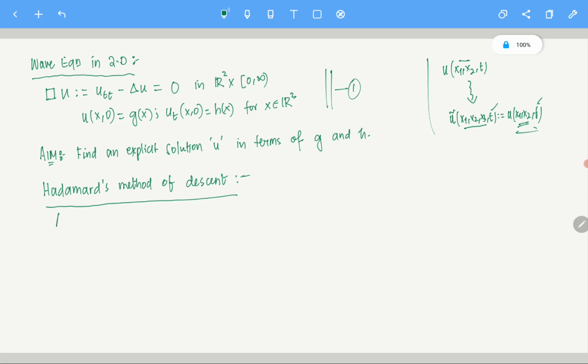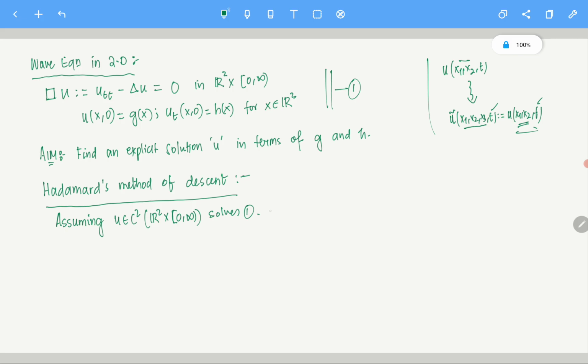Okay, so assuming u which is in C2 of R2 times 0 to infinity. Clear? So let's say this solves 1. Okay, this solves 1. What I will do is I will write it like this.